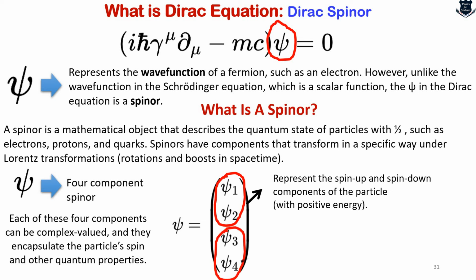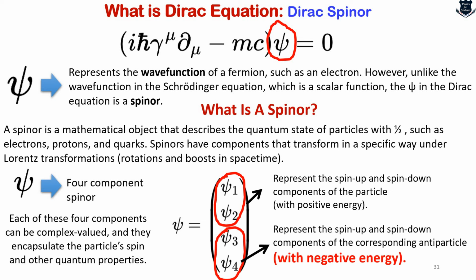The psi 3 and psi 4, these also represent spin up and spin down, but with a negative energy. As I told you that anti-particles or anti-matter was predicted, this was that. The spin up and spin down, again spin is a very intrinsic property of electron. It is not the linear kind of a momentum. It is basically what you call an angular momentum. I will take it up later in a video.